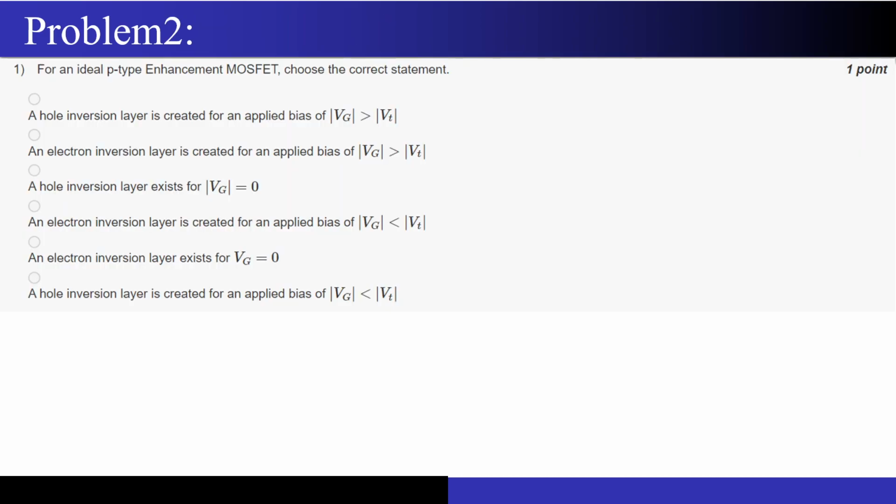Now we will solve a few MCQs, because they will help us understand some of the concepts we have just studied. The first question is for an ideal P-type enhancement MOSFET. There were actually two types of MOSFETs. One was the depletion type MOSFET. If sir has not taught it, don't worry, we won't be considering it for this course. And the other is the enhancement type MOSFET. Most MOSFETs you will study in the book by default are enhancement type MOSFETs.